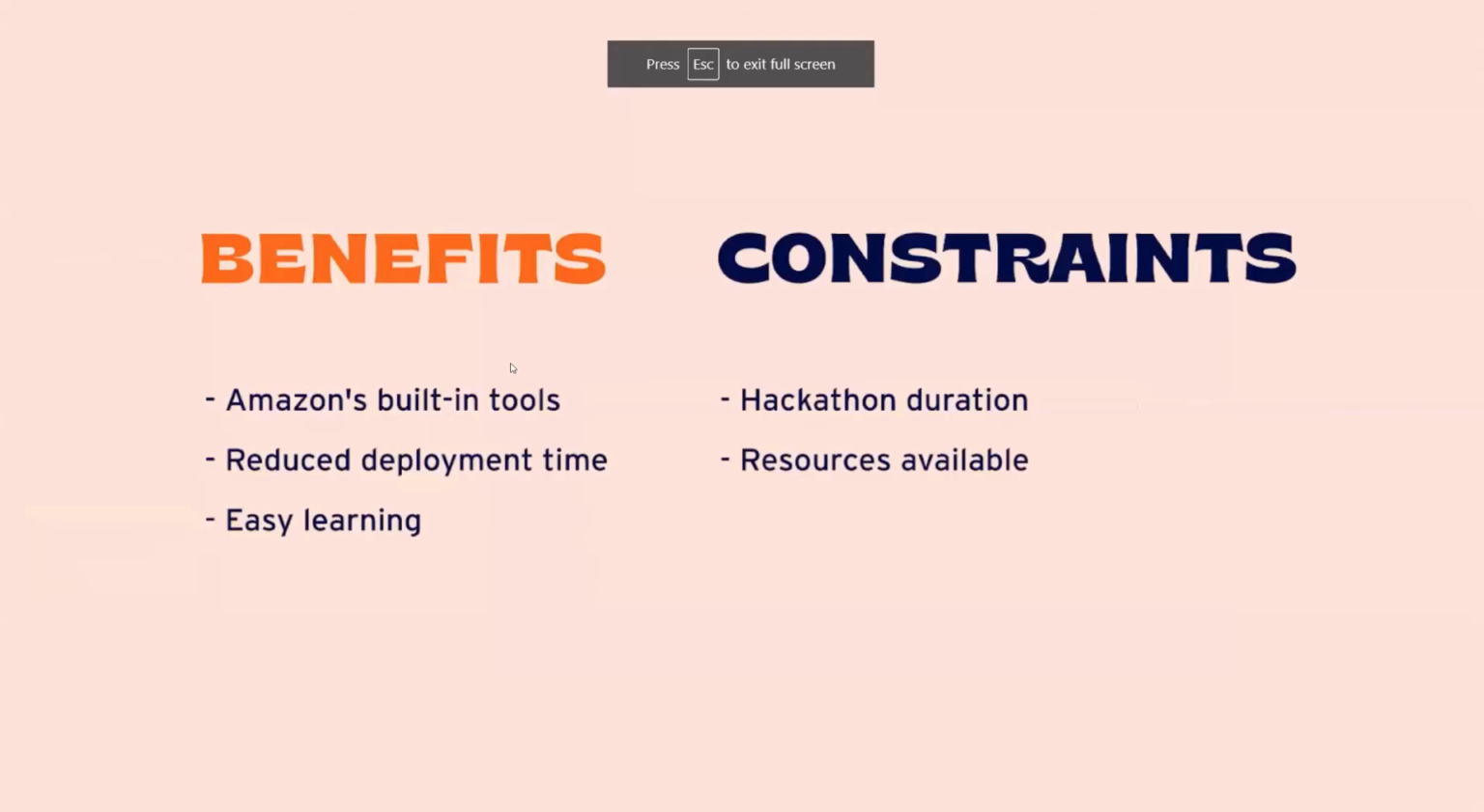So in this slide, we show the benefits and constraints of our project. The benefits: we used most of the tools of Amazon, and it was good for us. And we have a reduced deploying time. We can do a test in a few days. It was easy learning, and we think that we have more time to study and verify these tools. We can improve the machine learning process.